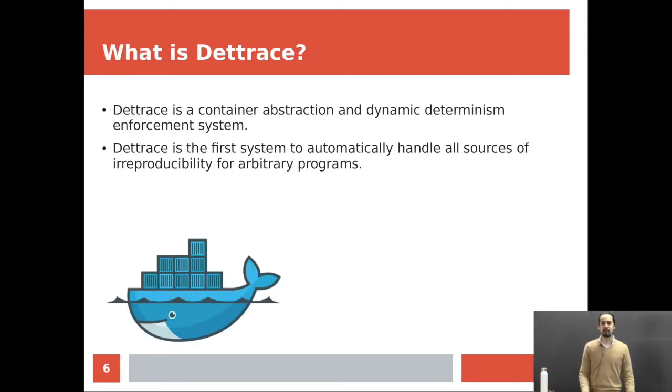So now I want to focus on what we did. So the question is, what is Dettrace? Dettrace is a container abstraction and dynamic determinism enforcement system. And importantly, Dettrace is the first system to automatically handle all sources of irreproducibility for arbitrary programs.